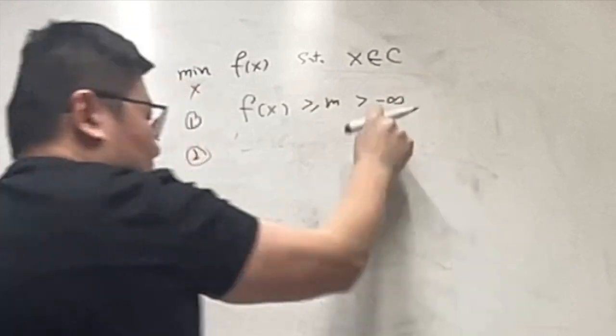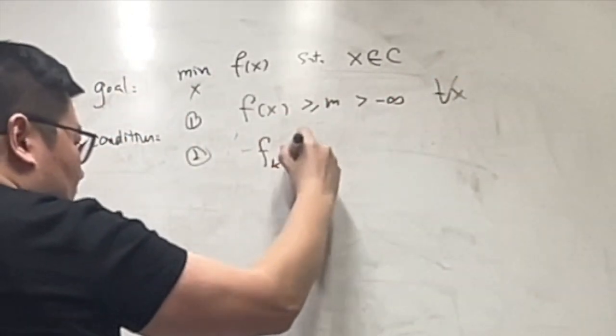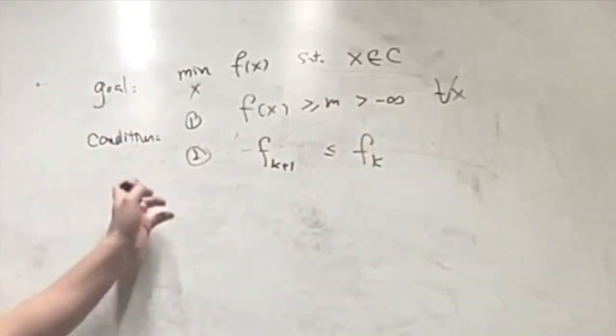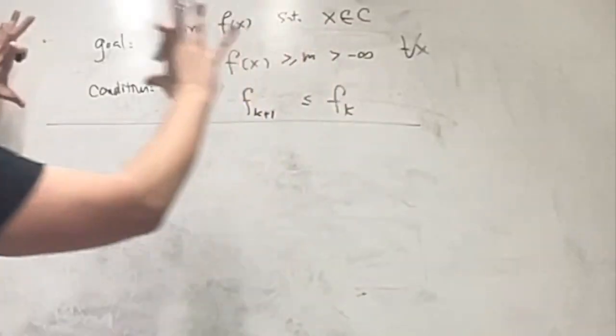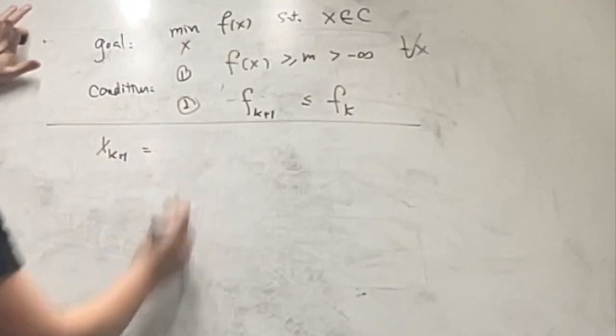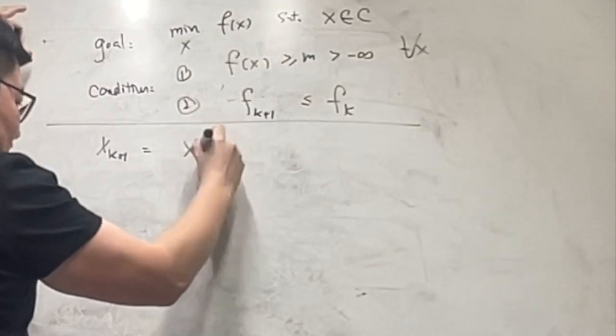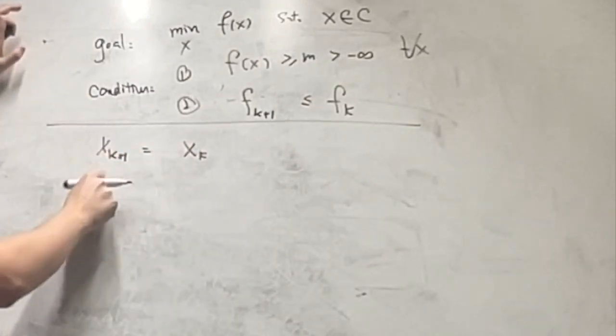This is not negative infinity, this is for all x. The second thing is, I want my new point smaller than my previous one. Then this is the condition. So what we can do is, x_{k+1}, it can be what? Here's a very high level overview. You said I have a previous point, this is my new point.